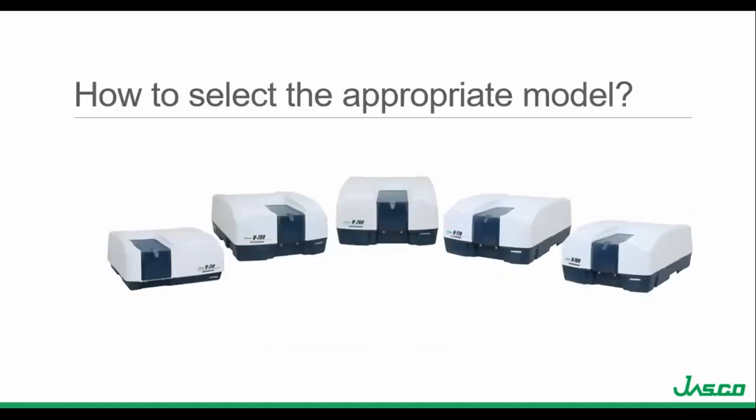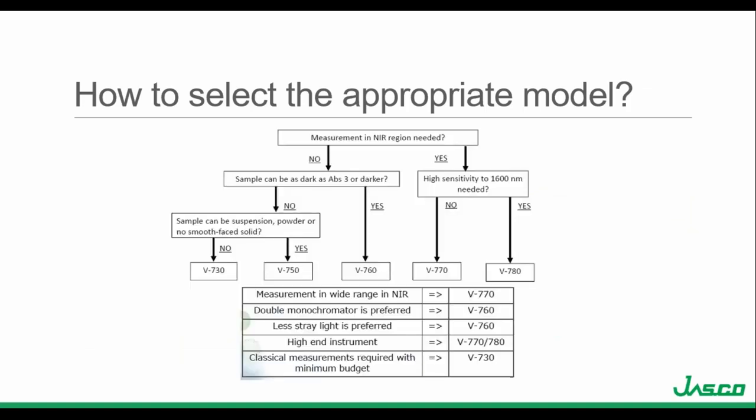So JASCO offers 5 models of UV-VIS spectrophotometers, which vary in wavelength range and sensitivity. I'm going to preface this by saying this is a very simplistic diagram, and there are many other factors that need to be accounted for when selecting the appropriate model, but this is at least a starting point to get you thinking what type of model, based on the options I already discussed, you need to go with.